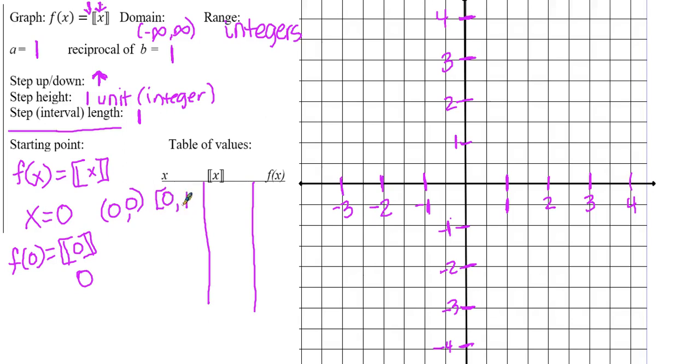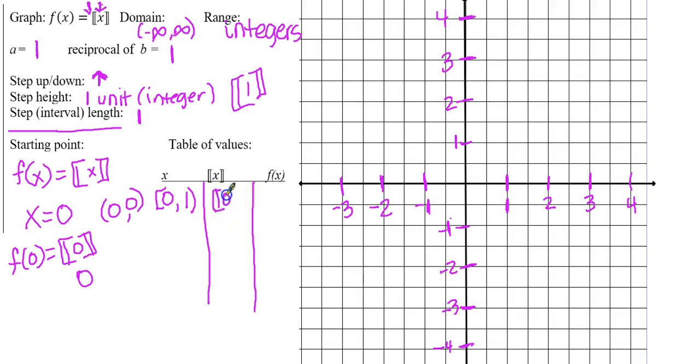That's the interval in the domain from 0 to 1. But here's the thing. I cannot include 1 because if I put a 1 inside my greatest integer, does it equal 0? No. So we are going to do a whole step of 1 unit, but we're not going to include 1 because 1 will push it to the next integer. So my advice for you here is to pick a number that's in your interval. Any number between 0 and 1 would work.